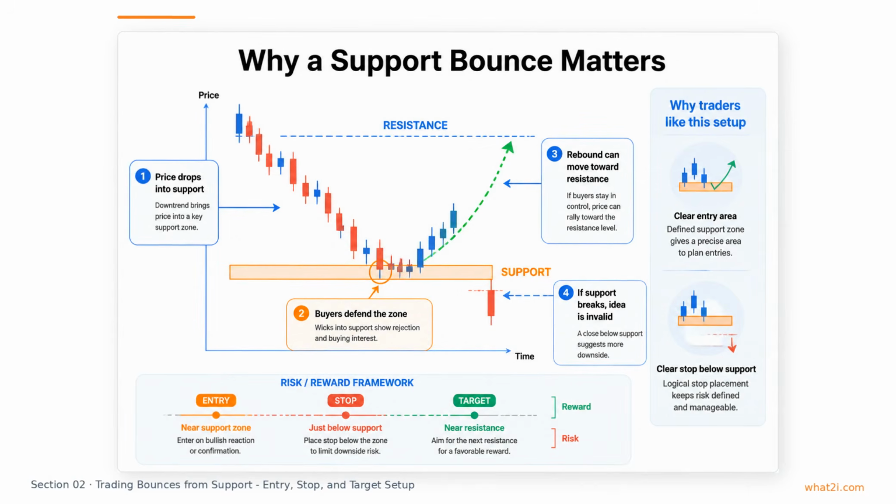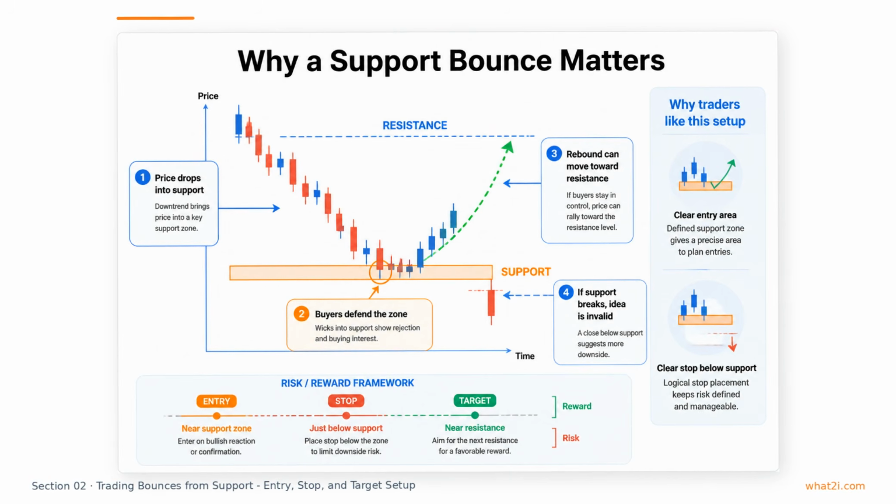Once you can identify meaningful support, you can begin using it to build actual trades. A support bounce setup starts with price falling into a support area that has already shown an ability to attract buyers. The trade idea is not just that price is low, but that the zone gives you a clear place to define the opportunity. If buyers defend support again, price may rebound toward the next resistance area. If support fails, the trade idea is invalid and you know where you are wrong. That clear structure is what makes support bounce trades so useful for swing traders.